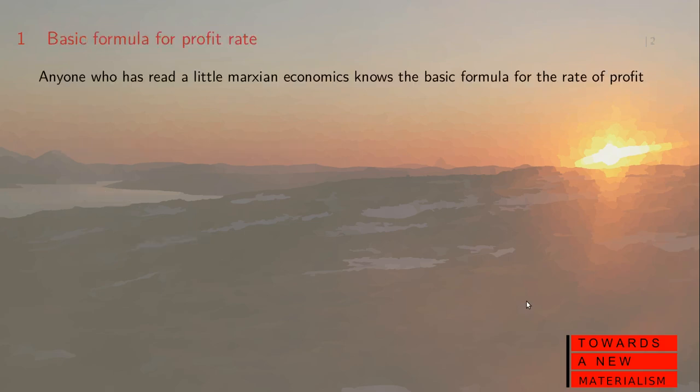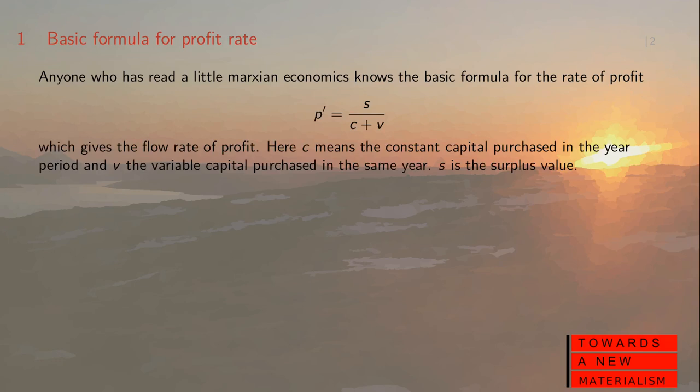Anyone who's read a little Marxian economics knows the basic formula for the rate of profit. It is P prime equals S over C plus V, which gives the flow rate of profit. Here C means the constant capital purchased in the year period, V the variable capital purchased in the same year, and S is the surplus value.